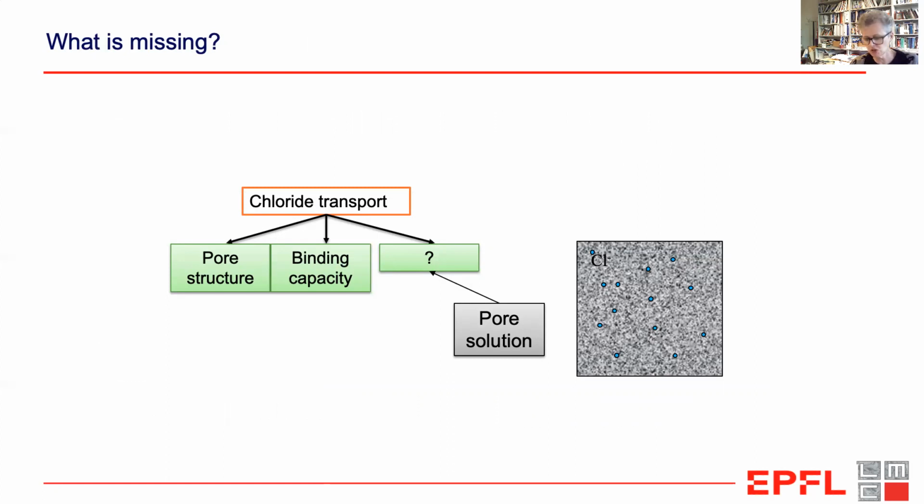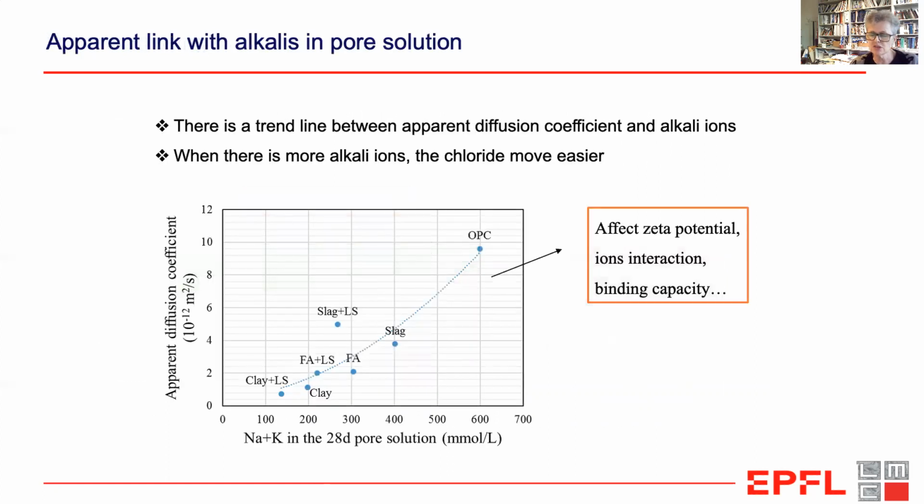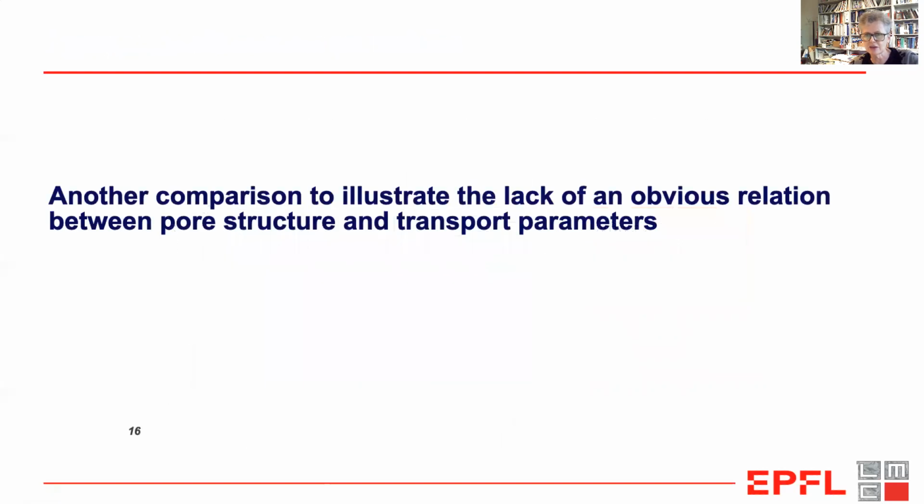And when we looked at the pore solution of these systems, we do seem to see quite a nice trend between the apparent diffusion coefficient and the concentration of alkali, sodium and potassium in the pore solution. Intuitively, this can be understood by the fact that chloride is a negative ion. So to charge balance, you need positive ions. And the more sodium and potassium ions you have in the solution, the easier it is for the chloride ions to be in solution and therefore to move through the system. But as we'll see, this is still not sufficient to explain everything.